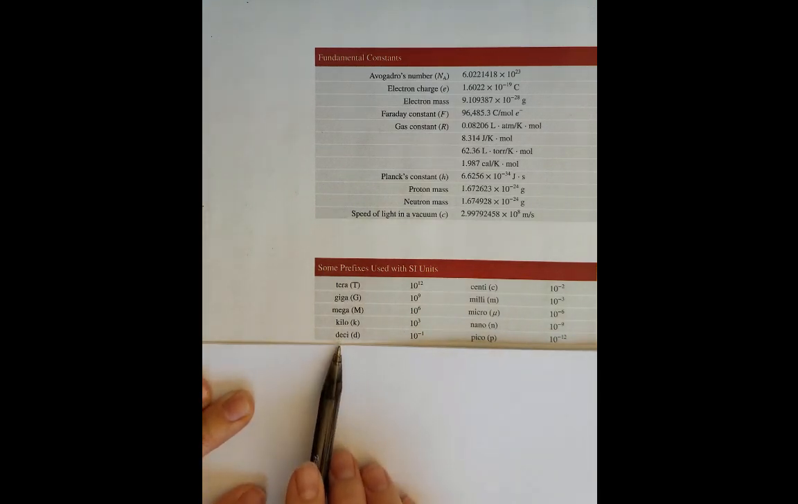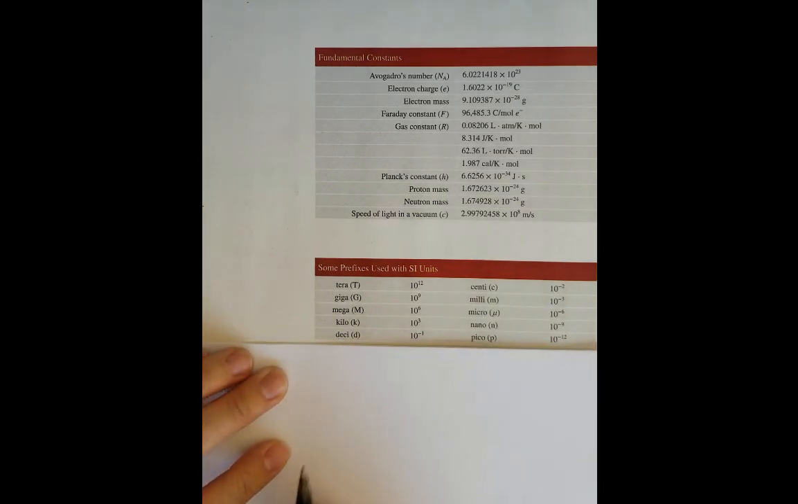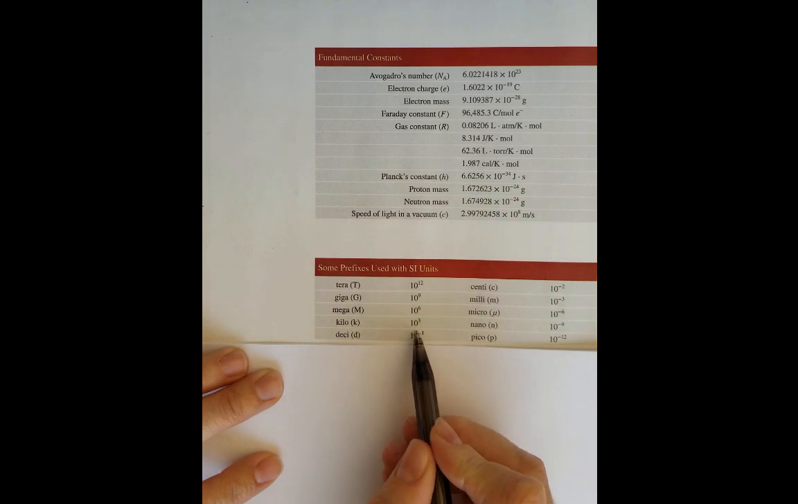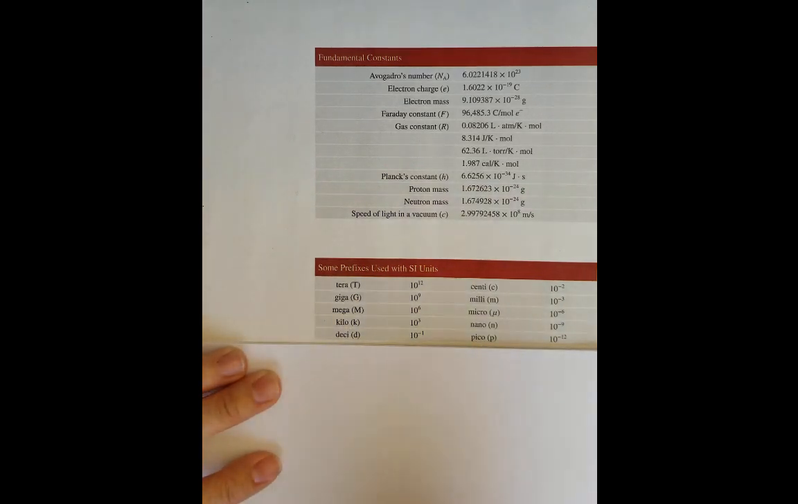So these just have the prefixes and they don't actually have the meter or liter or whatever unit we're actually talking about. So this is supposed to be describing how many of that unit it would take to give you that number. Let me show you what I mean.